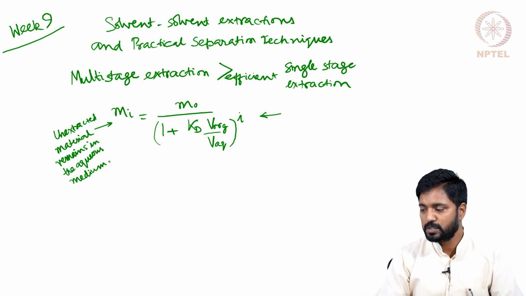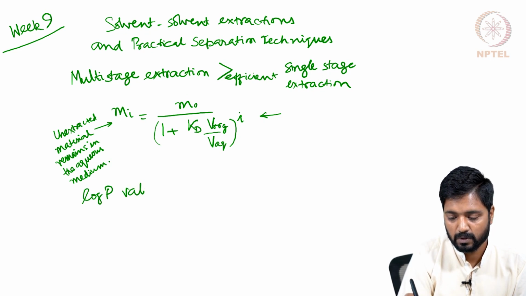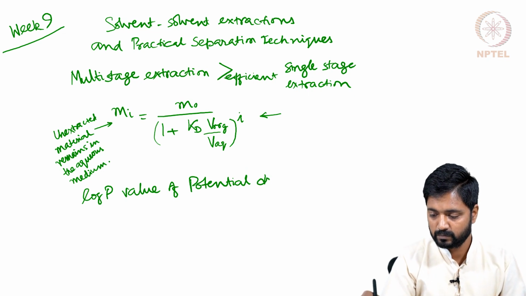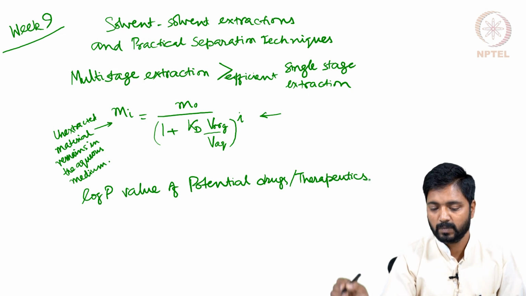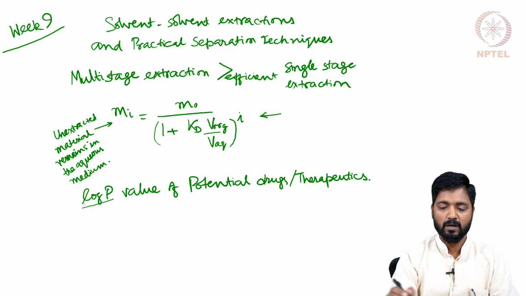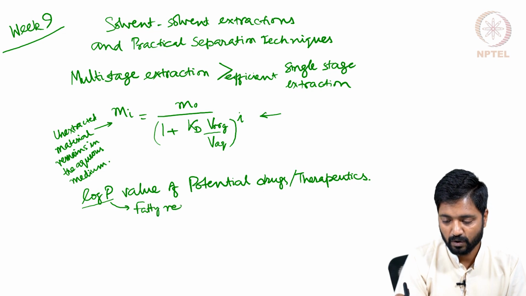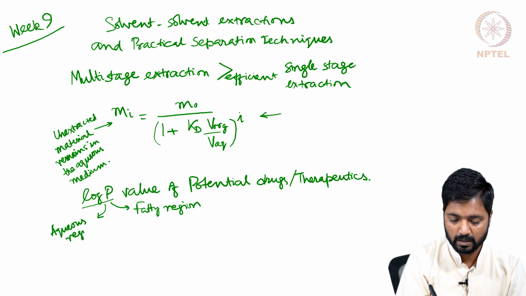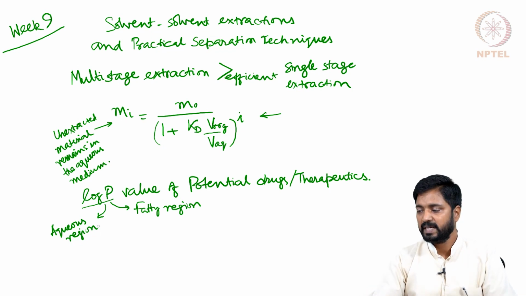Importantly, we also discussed this point in terms of the log P value of potential drugs or potential therapeutics, and this log P value could tell us whether the drug will partition into the fatty regions of the body or the aqueous regions of the body. And this is an important factor to be considered when undertaking drug design.